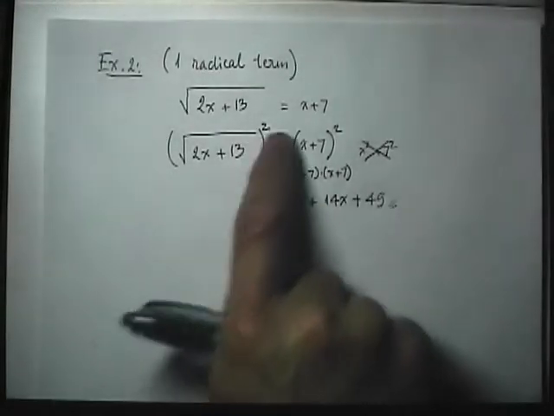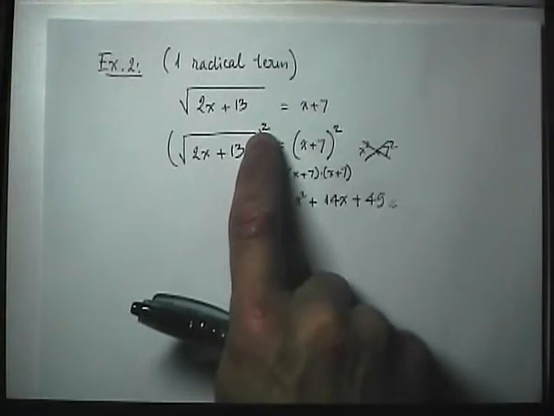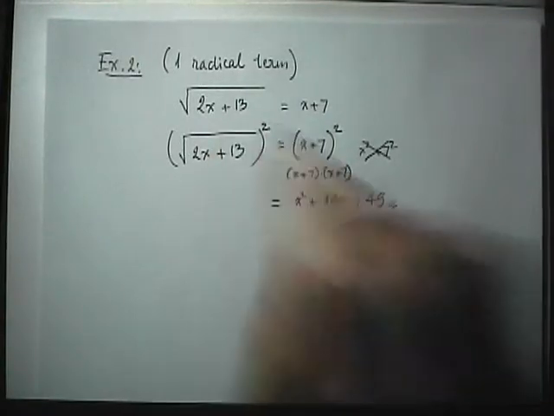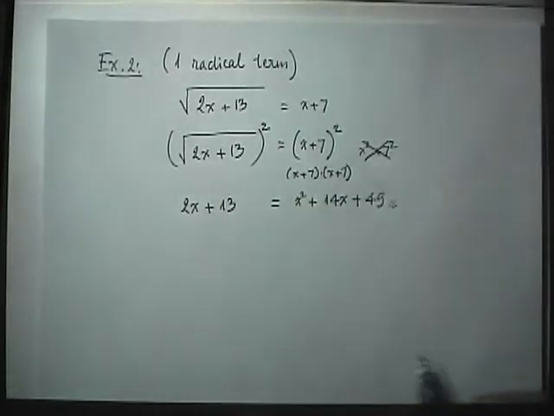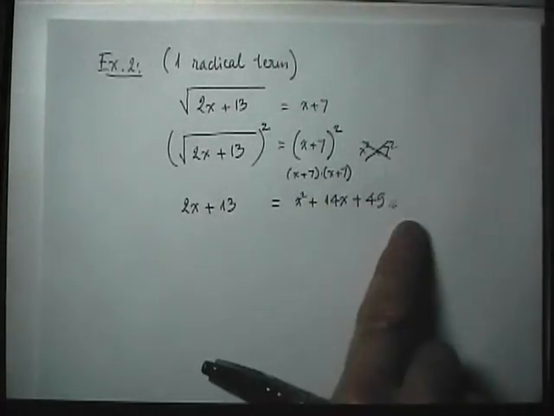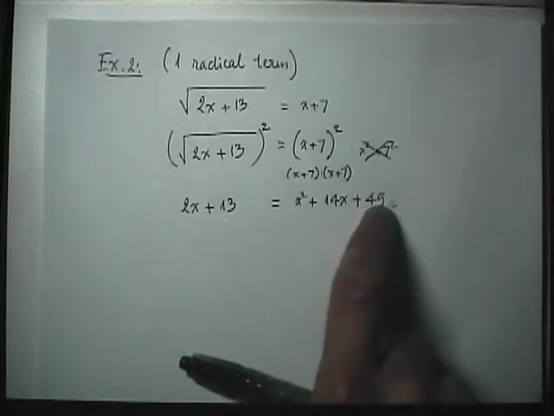The left hand side, once again, is similar to example 1 we had earlier. X squared cancels away with the square roots. That gives you just simply 2x plus 13. Now, if you look at the two sides, once again, you're back to a quadratic equation. You got a squaring term, some x term, and all the non-x terms.